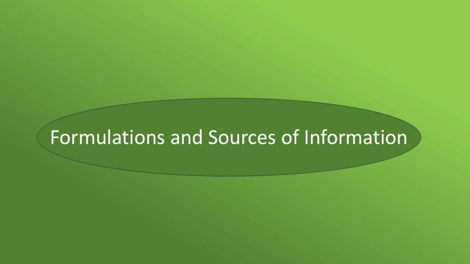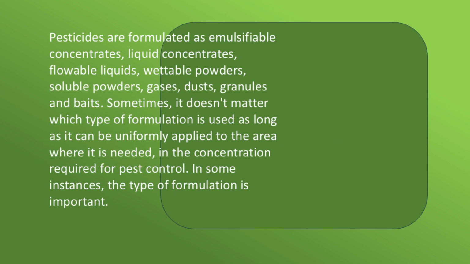Formulations and sources of information. Pesticides are formulated as emulsifiable concentrates, liquid concentrates, flowable liquids, wettable powders, soluble powders, gases, dust, granules, and baits. Sometimes it doesn't matter which type of formulation is used, as long as it can be uniformly applied to the area where it is needed in the concentration required for pest control. In some instances, the type of formulation is important.